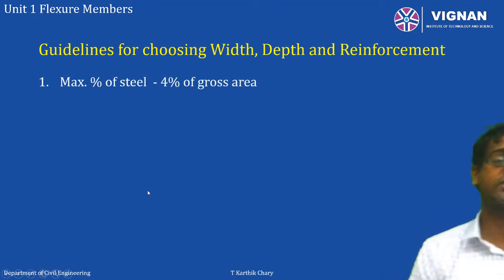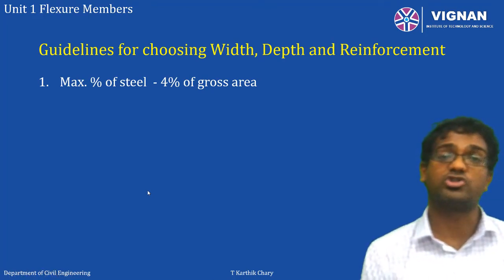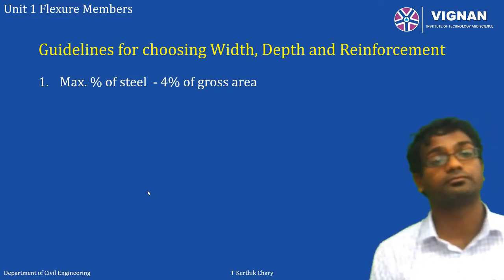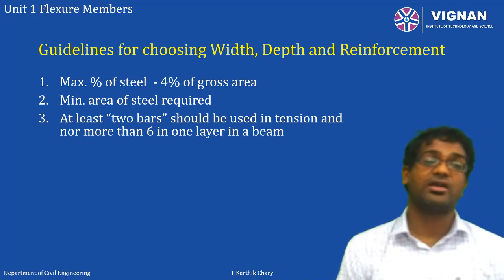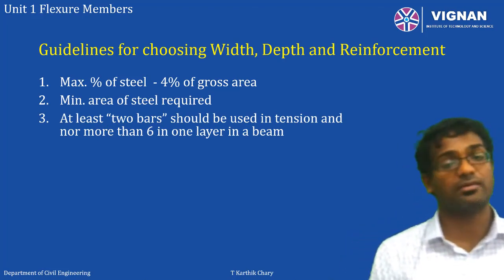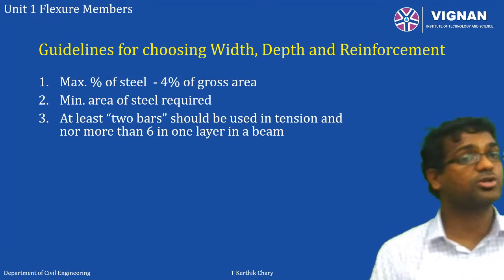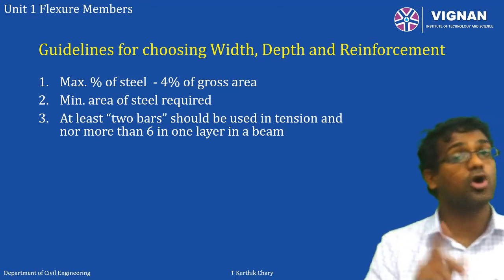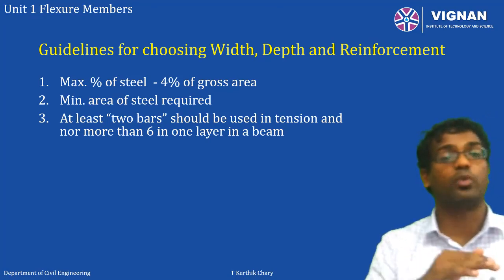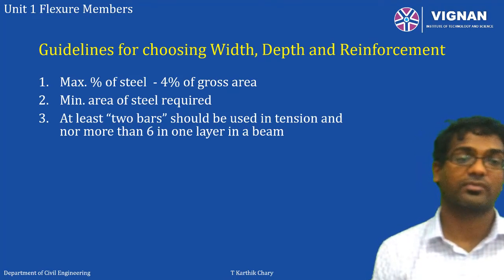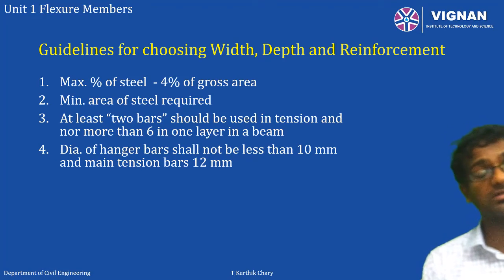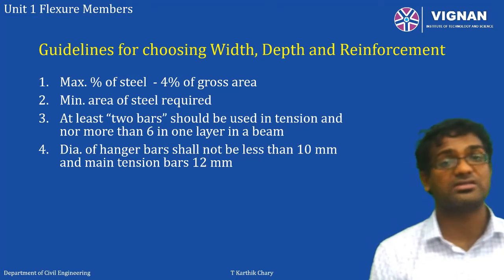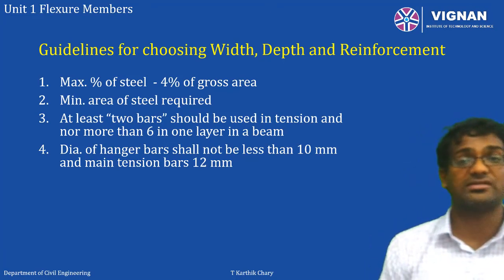The maximum percentage of steel set by the IS code should not be more than 4% of the gross area. The minimum area of steel is also mentioned in the same clause. At least 2 bars should be provided in tension and not more than 6 bars in one layer in a beam. If you are using hanger bars, you should use not less than 10 mm diameter as hanger bars and not less than 12 mm bars as tensile reinforcement.